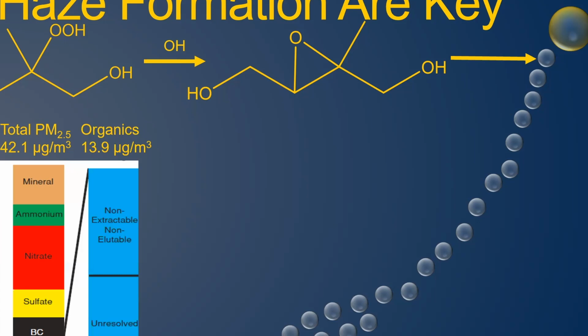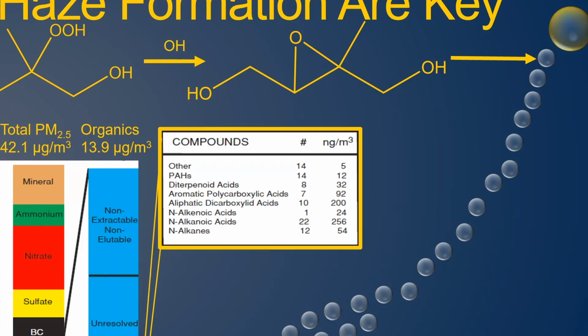But if you tried to break that down, a large fraction of that fell into categories where we couldn't determine what the chemical composition was. It was either non-extractable, non-elutable, unresolved, unidentified, and then this tiny little box down here is where it was identified. And so we knew some of these were carboxylic acids, but a lot of it we didn't.